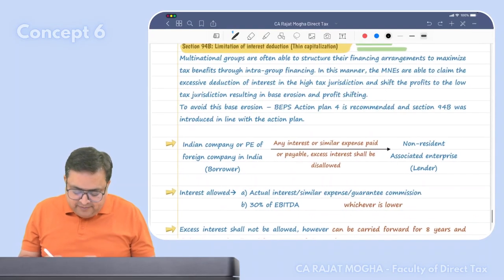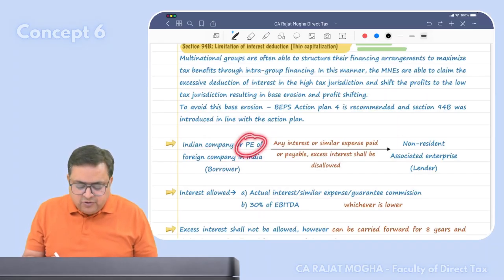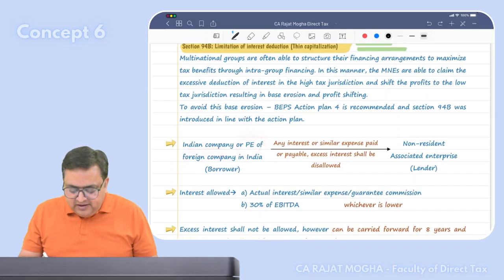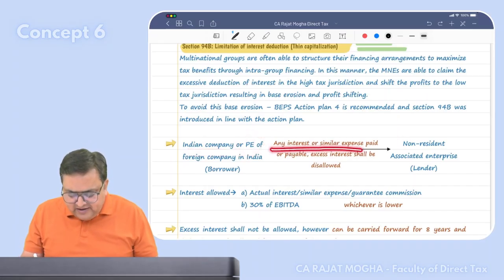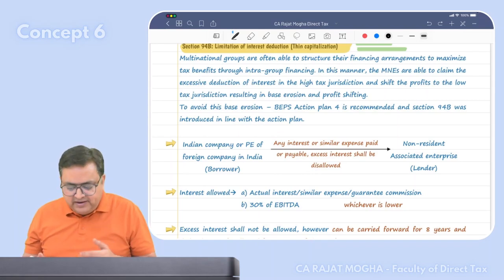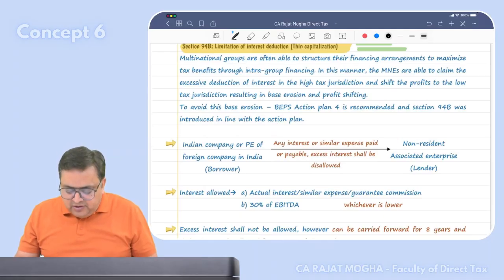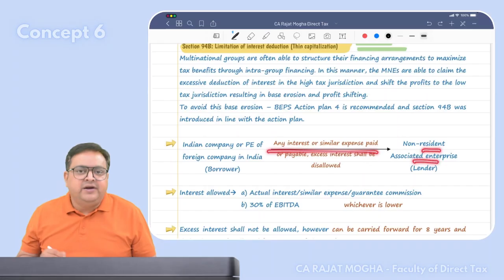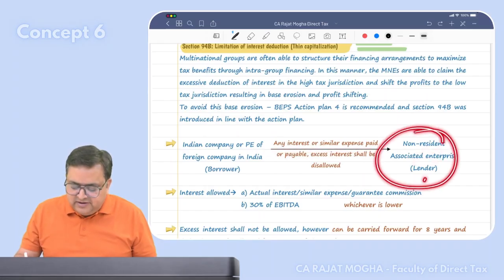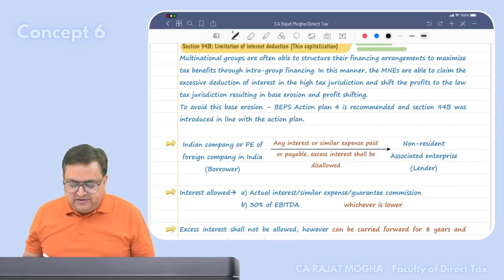So what will happen, whether it is an Indian company or the PE of a foreign company in India, let's say there is a foreign company and we have a PE in India, or an Indian company, is paying any interest or any similar expense like guarantee commission or any other amount, excess interest shall be disallowed if we are paying to our non-resident associated enterprises. And what are non-resident associated enterprises? They have given us the loan, they have actually invested in debentures, etc.